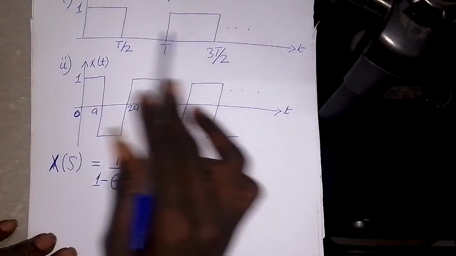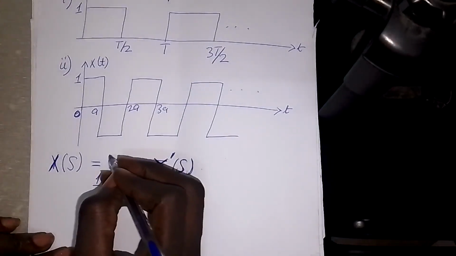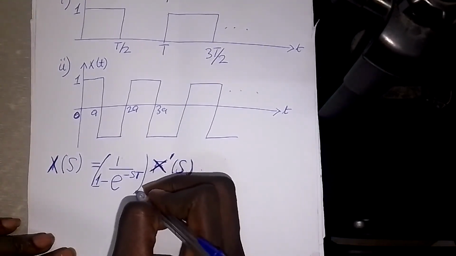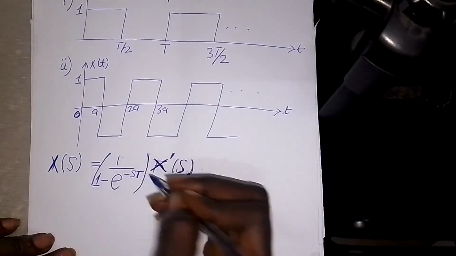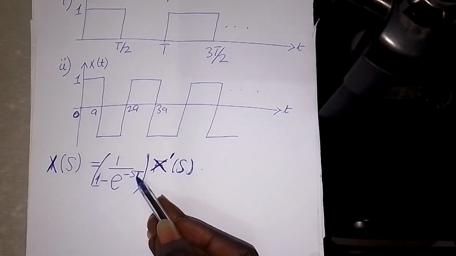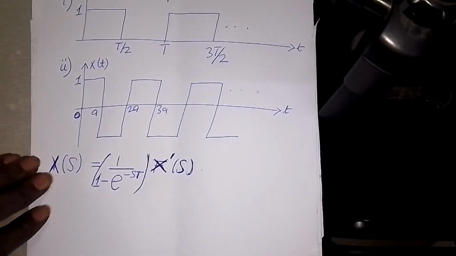After finding the Laplace transform of the signal, which is this one, I'll multiply it with this. So I can bring something like this here. This is what I'm going to look out for. This T here is the period of the periodic signal.